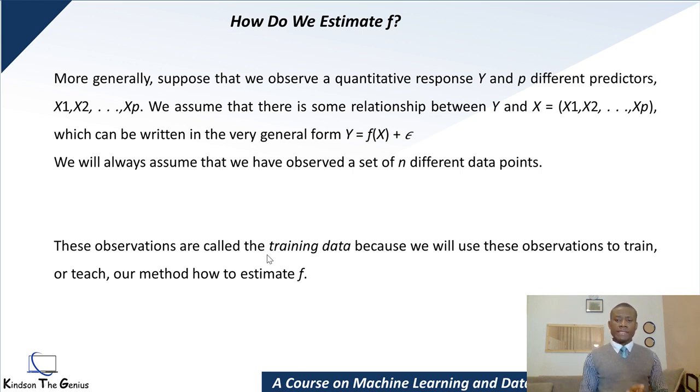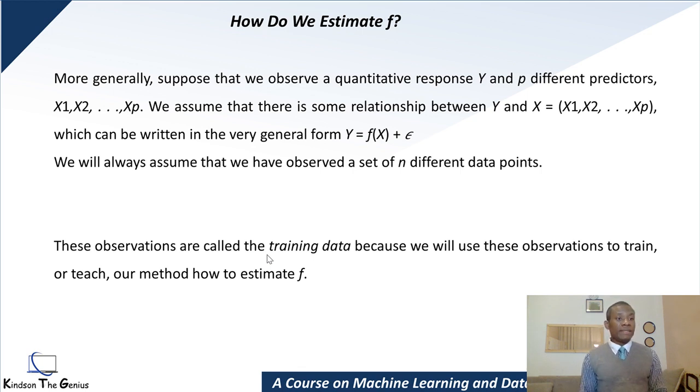Now, how do we estimate this function? Suppose we observe the quantitative variable y, and p different predictors, that is 3 predictors, x1, x2, up all the way to xp, in this case x1 to x3. We assume that there is a function that relates the two, y is equal to f of x plus some error, okay?